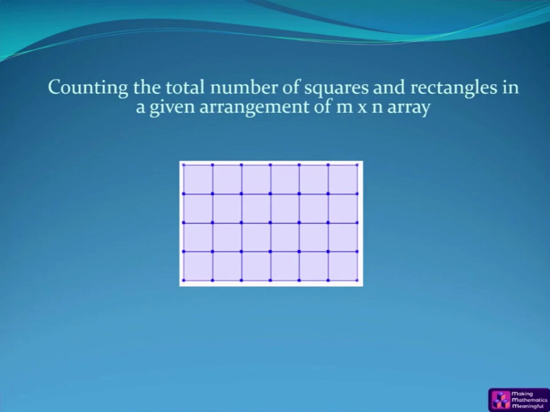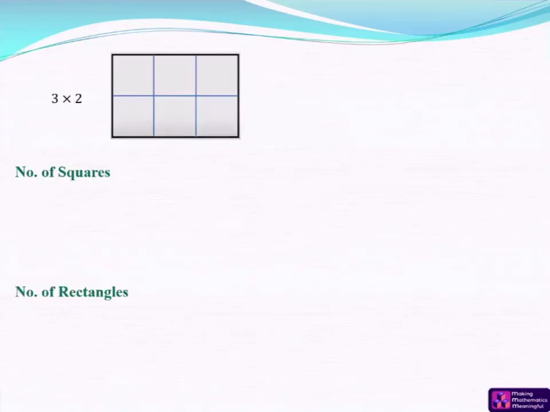Now what about this m cross n array, when the number of rows and number of columns are not equal? In this case, this is 1, 2, 3, 4, 5, 6, so 6 by 4. This is your 6 by 4 arrangement. How many squares and rectangles are in it? Let's begin with a simple example of a 3 by 2 arrangement. You may call this 2 by 3 also, because it hardly matters; the number of squares and rectangles will remain the same.